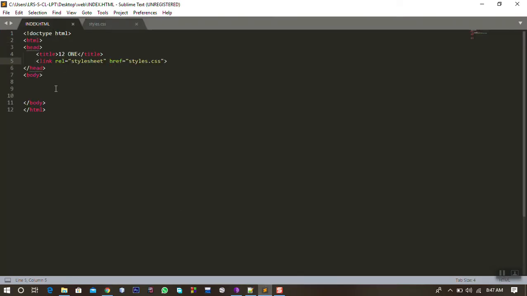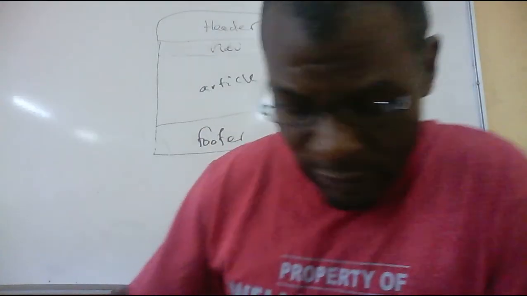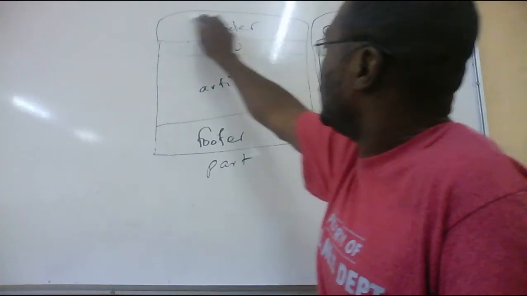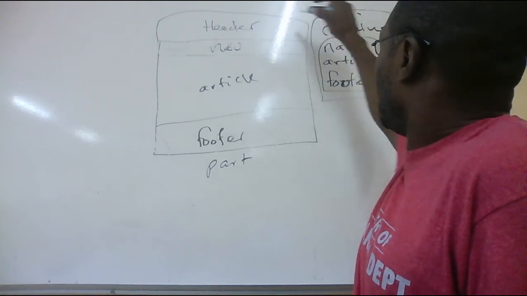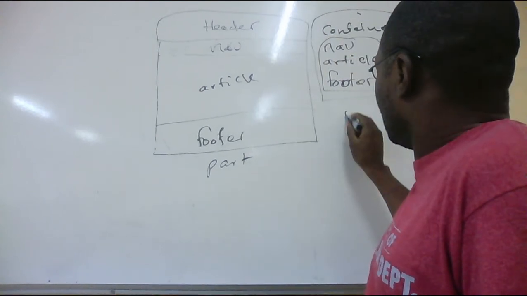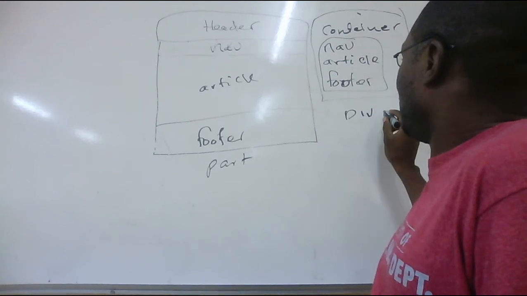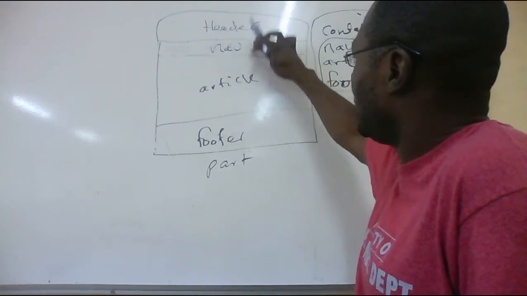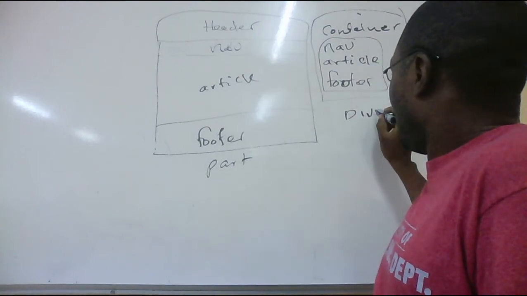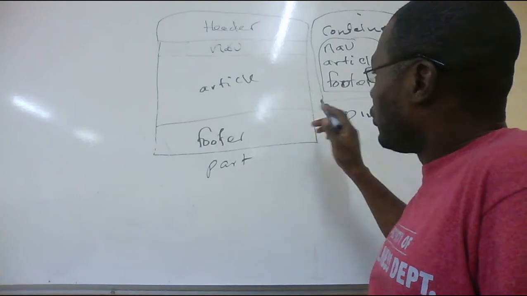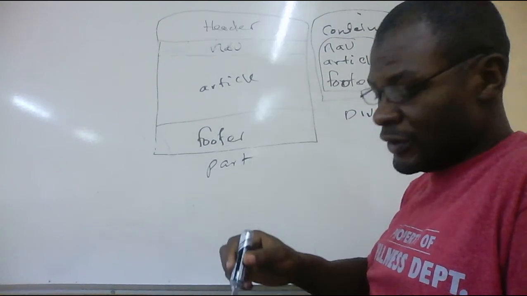Now let's try to create what we call the divisional container. When we say divisional container, what I'm trying to say is this big container. The div I'm going to create is short for division. The div container is going to contain all these 4 partitions. So I'll create the bigger box where I'll be inserting the rest of the smaller boxes.